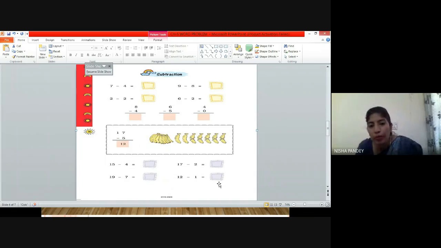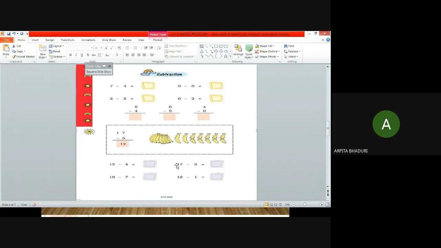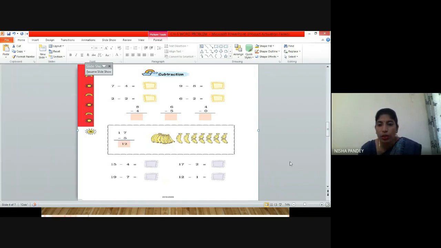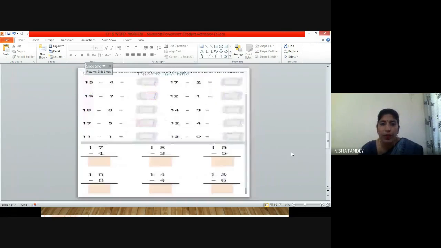So I hope you have understood it. Backward counting also you can do subtraction with the help of. And the second thing, you can place the numbers in ones and tens position, and you can subtract them separately. Right? Now let's see the next slide.